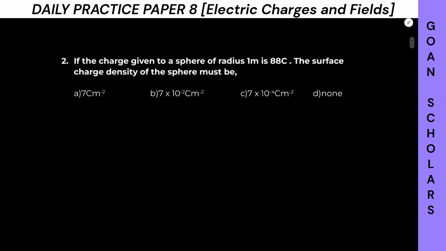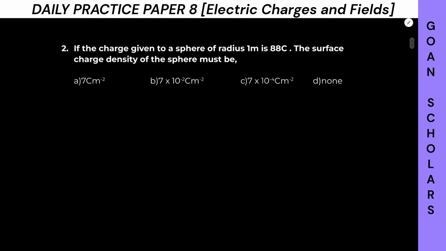If a charge is given to a sphere of radii 1 meter, so radii here is 1 meter and Q is equals to how much? 88 coulombs. And what we are talking about? Sphere. So if the charge is given to a sphere of radius 1 meter and that is 88 coulomb, the surface charge density of the sphere must be. So we have to find sigma, that is equals to Q by area. Okay. So sigma is equals to Q by area. Correct.